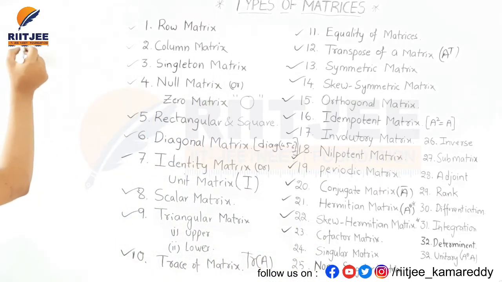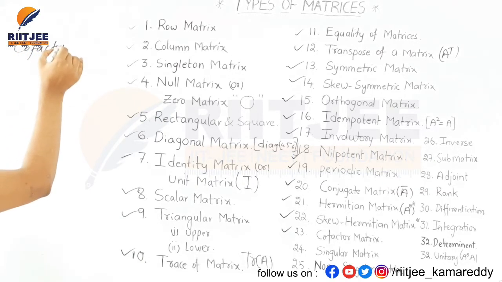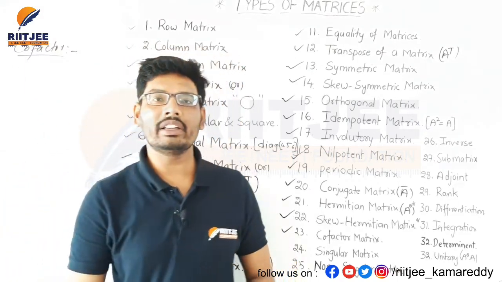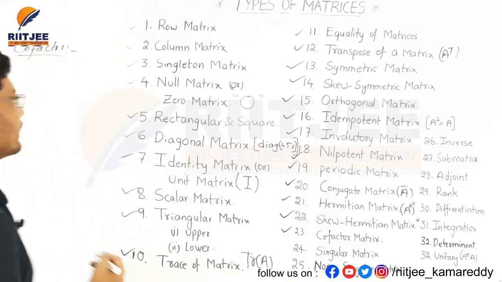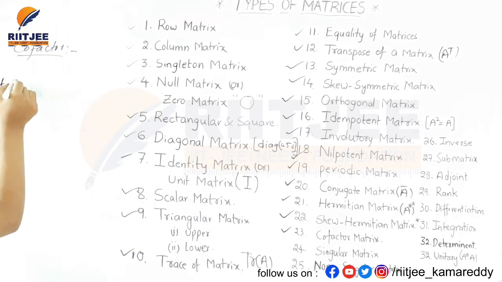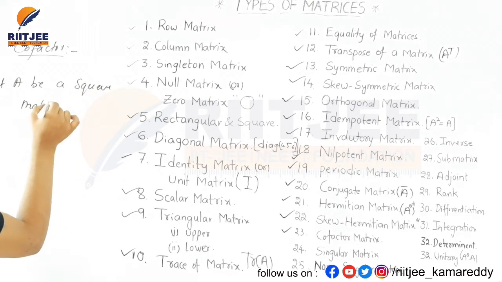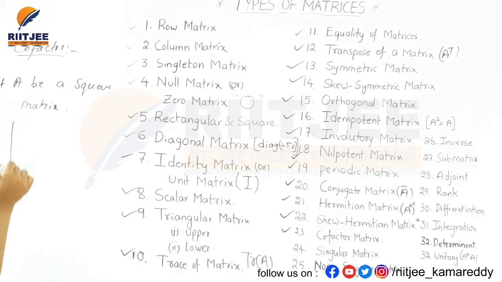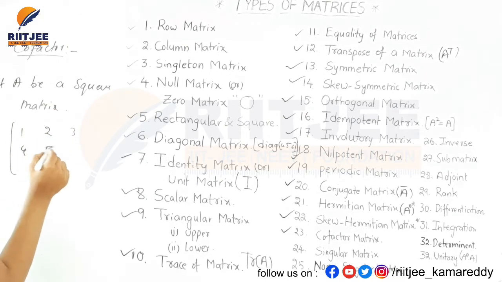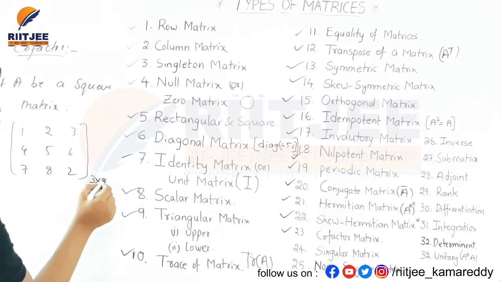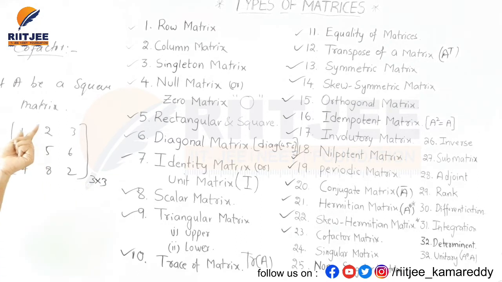A cofactor matrix is nothing but, in a square matrix, the minor value of each element in the matrix. Let A be a square matrix, A equal to 1, 2, 3, 4, 5, 6, 7, 8, 2. This is the matrix I am taking of order 3 by 3, and the minor value of each element in the matrix gives the cofactor matrix. Cofactor is nothing but the minor value.